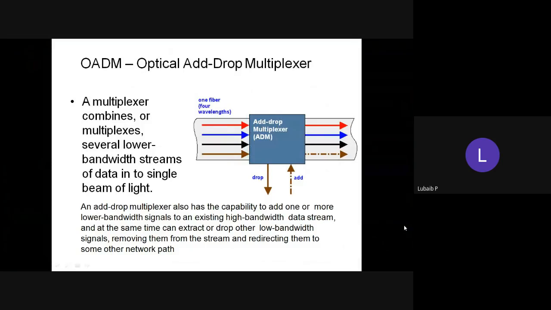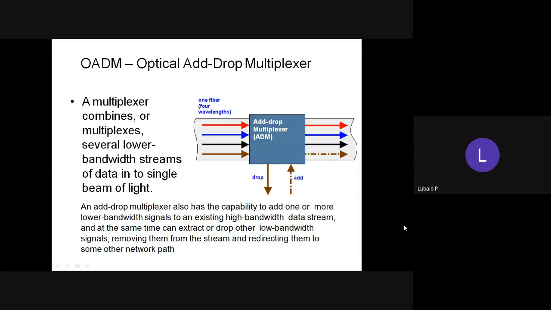In the previous session, we discussed optical filters, that is fiber Bragg filters and tunable filters, etc. Now we are going to discuss the OADM, or optical add drop multiplexer.